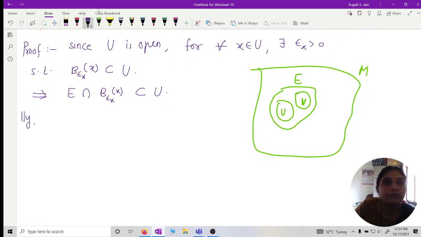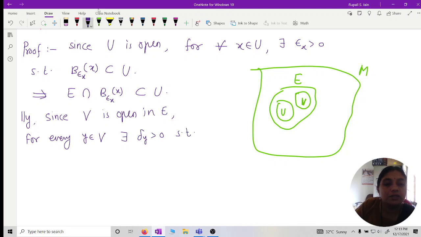Similarly, since V is open in E, for every y in V, there exists some delta greater than 0 such that B delta y of y is contained in V, right? So this implies E intersection B delta y of y is also contained in V.